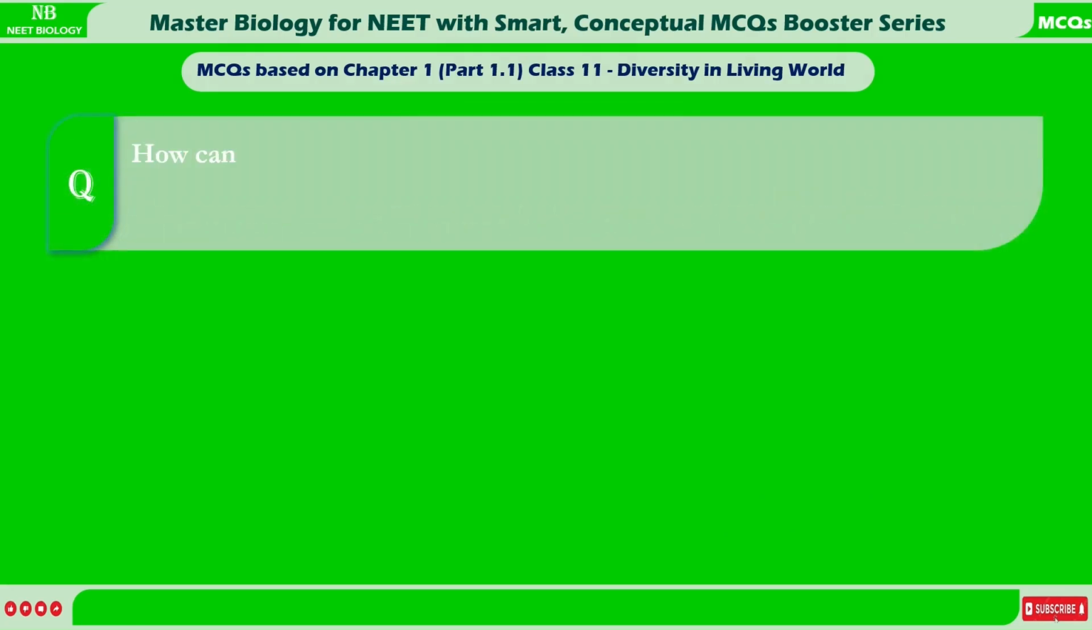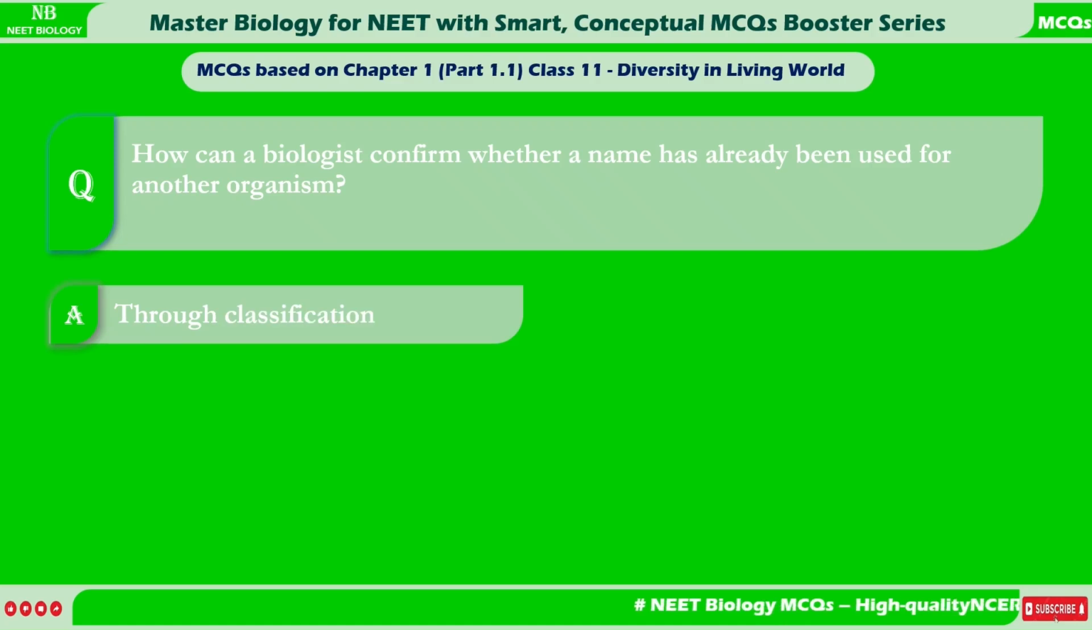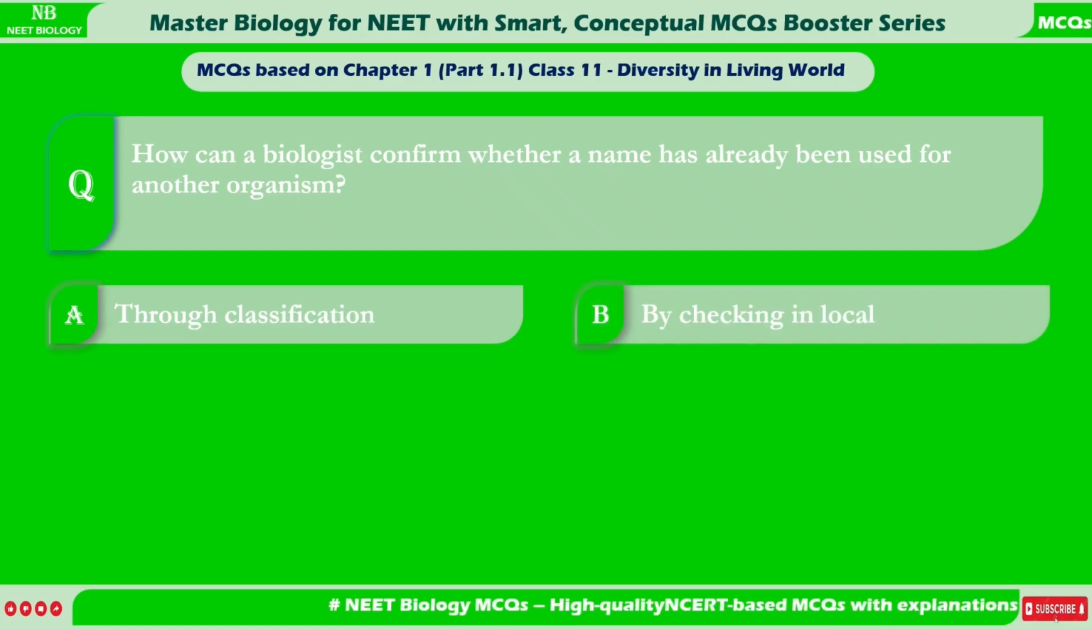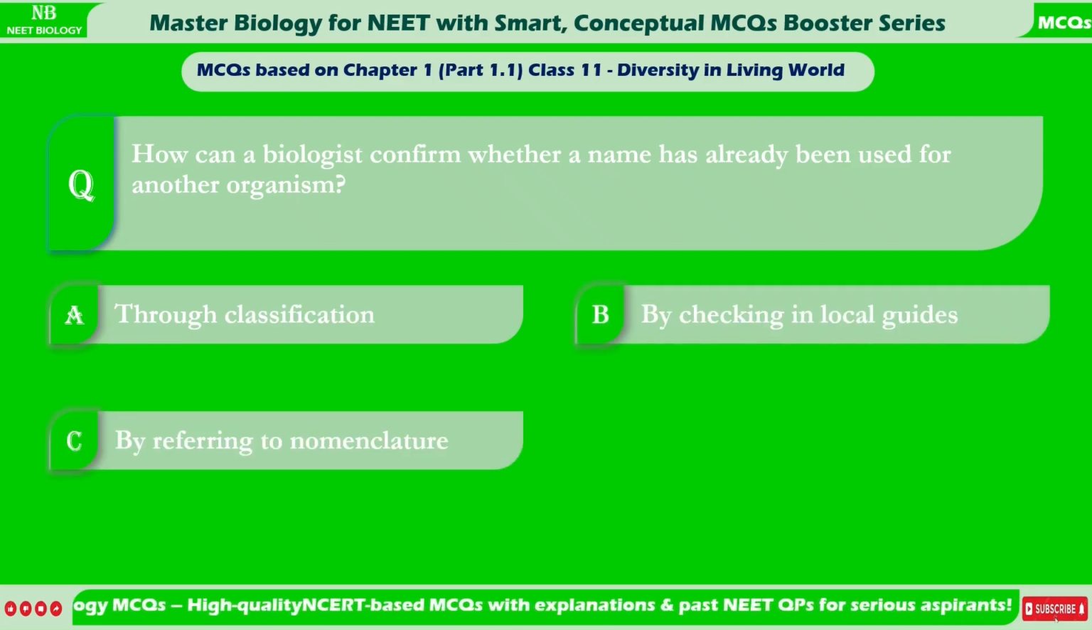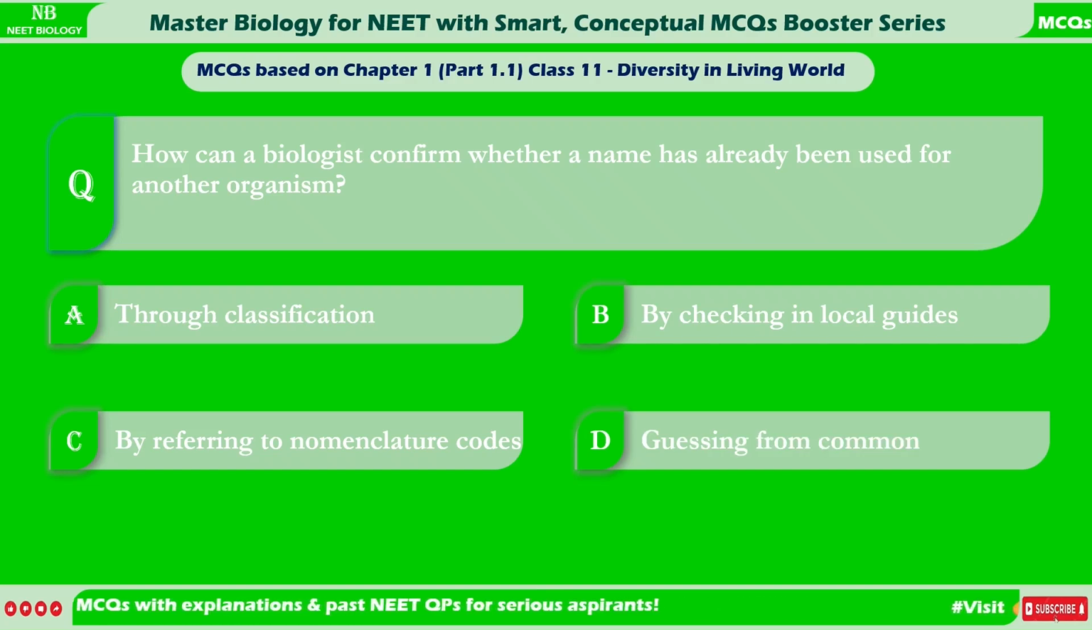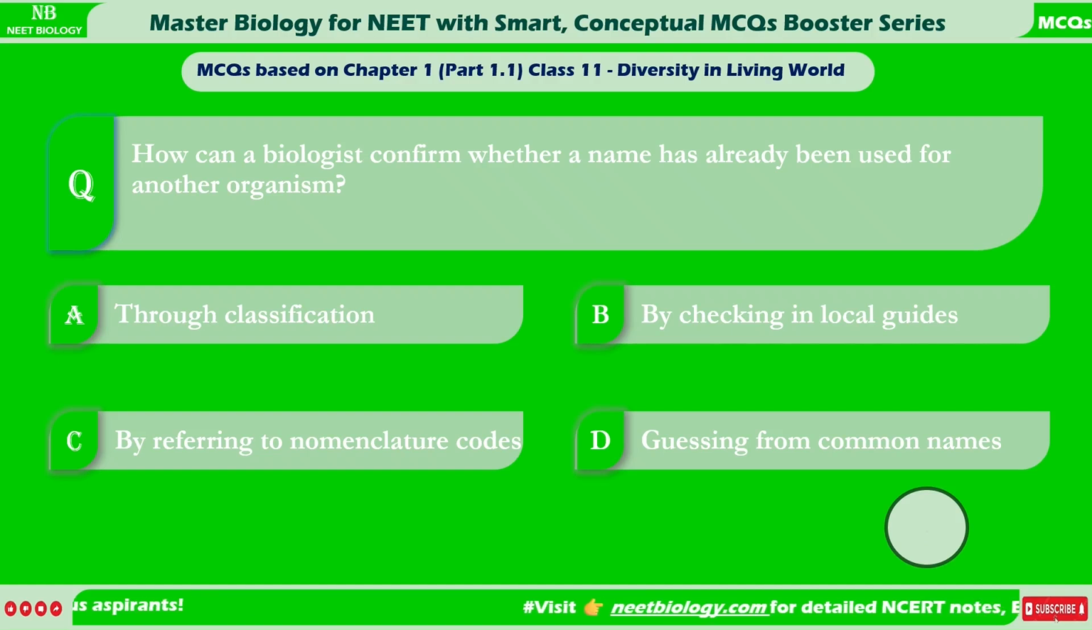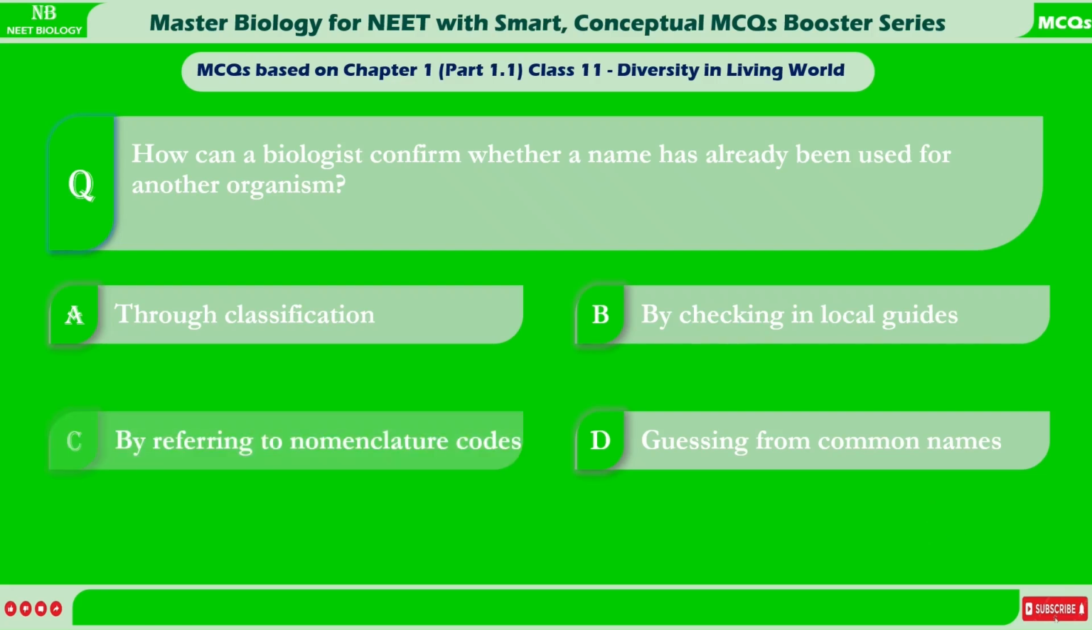How can a biologist confirm whether a name has already been used for another organism? A. Through classification. B. By checking in local guides. C. By referring to nomenclature codes. D. Guessing from common names. Correct answer is C. By referring to nomenclature codes.